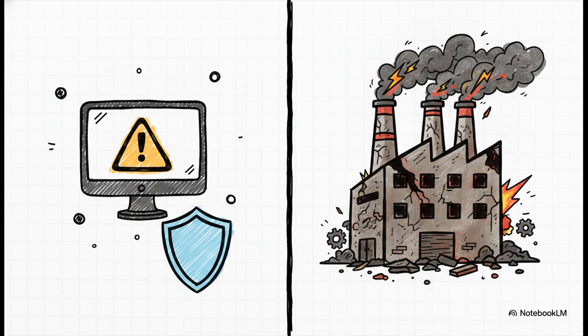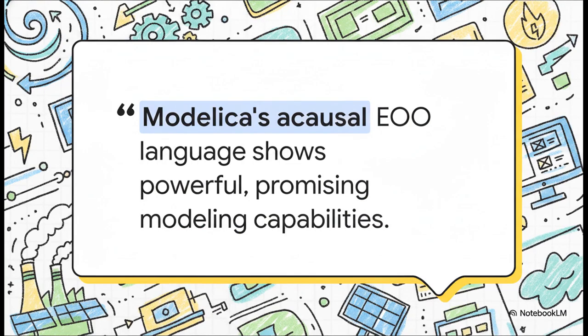Remember the fundamental rule here. Encountering a failure in digital code is infinitely cheaper and safer than encountering a failure in a physical steel power plant. This case study is a truly vital stepping stone. The research perfectly summarizes this whole experience. Modelica's acausal EOO language shows powerful, promising modeling capabilities across multi-domain platforms. I couldn't agree more. Despite the hurdles, the ability to drop raw textbook physics into an open-source software and simulate a functioning power plant proves that equational modeling is an absolute powerhouse for the future of energy innovation.